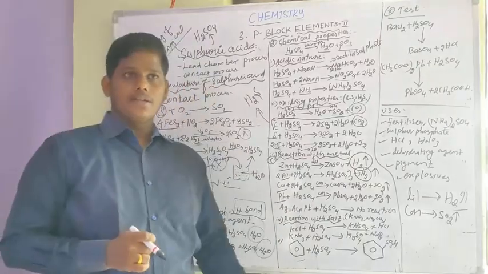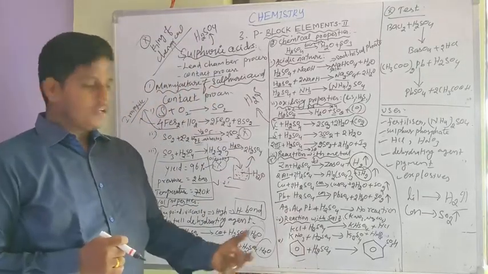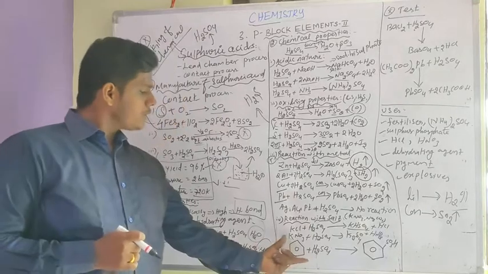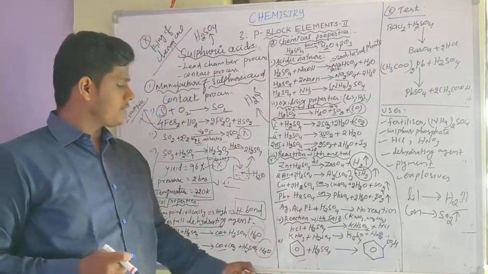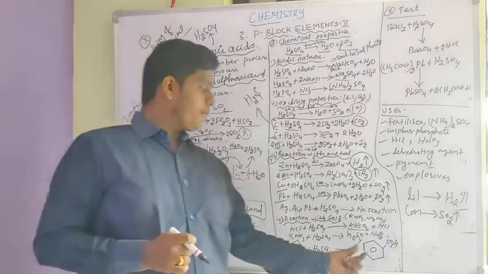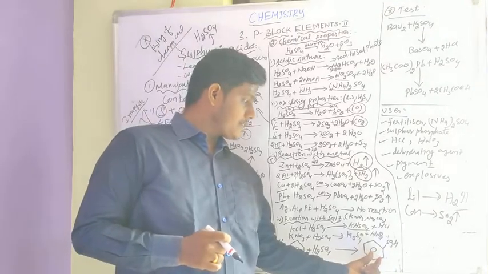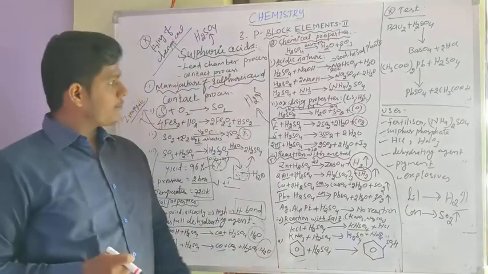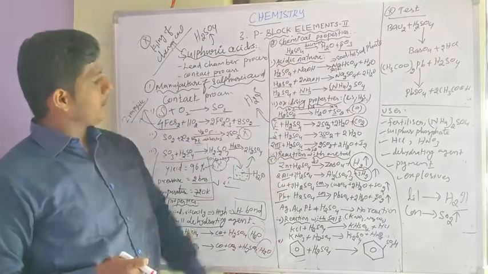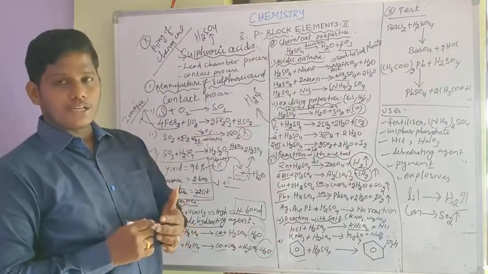Finally, sulfuric acid reacts with organic compounds like benzene. Sulfuric acid is also a solvent. Benzene reacts with sulfuric acid to form benzene sulfonic acid. This is another important reaction. These are some of the chemical properties of sulfuric acid.